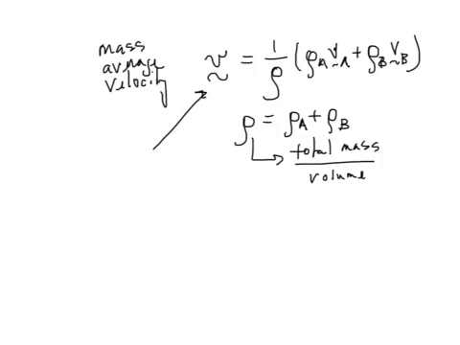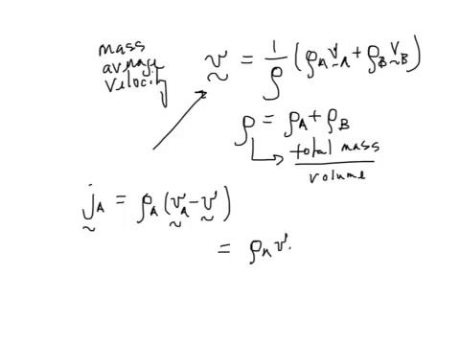Now we define a mass flux of A relative to that mass average velocity. So that will denote by lowercase j sub A. And lowercase j sub A is defined as the flux of A relative to that mass average velocity. So we subtract out from the species average velocity the mass average velocity of the system. And so that, you can see, is equal to rho A times VA minus rho times V.